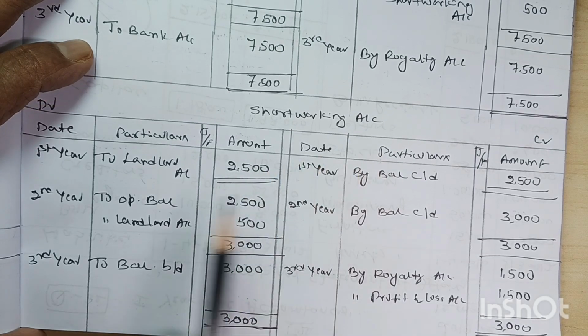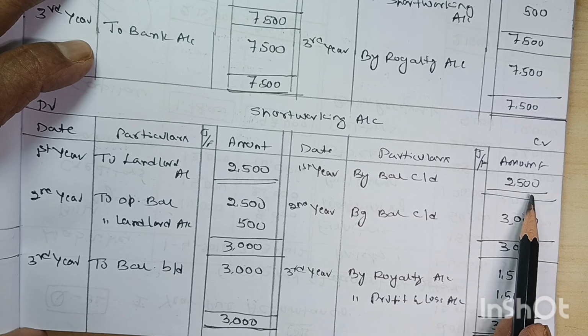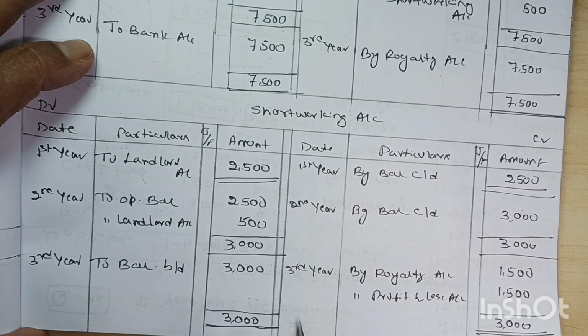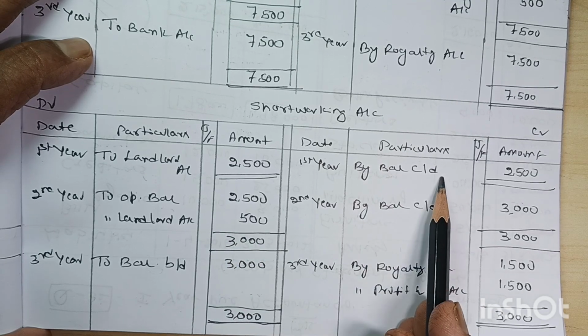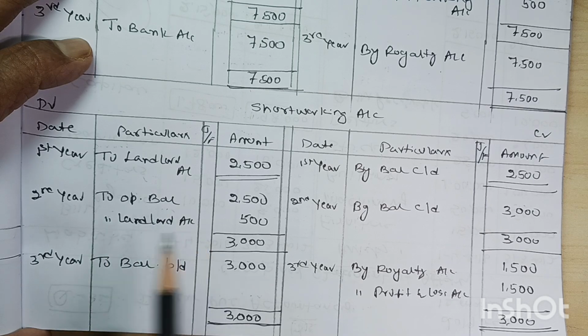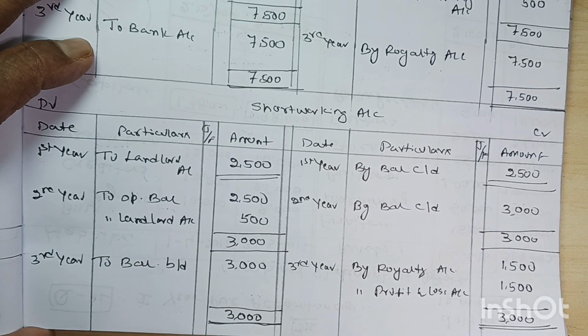Short working to landlord account 2500, by balance carried down 2500, because he has got 3 years, that means it will be carried forward to the next year. Here I have written by balance carried down, here I have written opening balance, or you can say to balance brought down. It is one and the same. I have written in 2 years like that only, so you can write anything, it is correct.